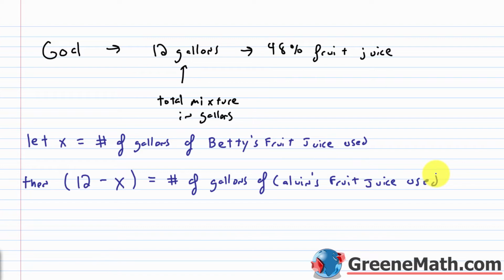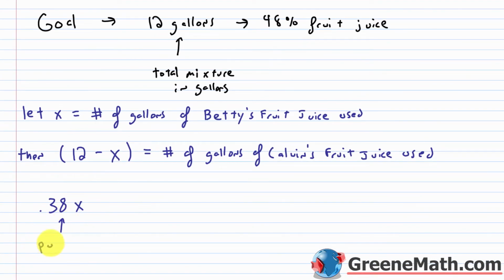Now, how do we go about making an equation? We've got our unknowns expressed with some variables. How do we make an equation? Well, the one thing is that we know that in the end, the amount of pure fruit juice from Betty's fruit juice plus the amount of pure fruit juice from Calvin's fruit juice has to equal the amount of pure fruit juice in the goal mixture. So in other words, we know that Betty's fruit juice is 38% fruit juice. So if I use 0.38, that's 38% as a decimal, and I multiply it times x, this is the pure fruit juice.